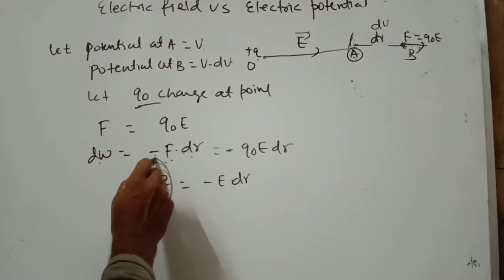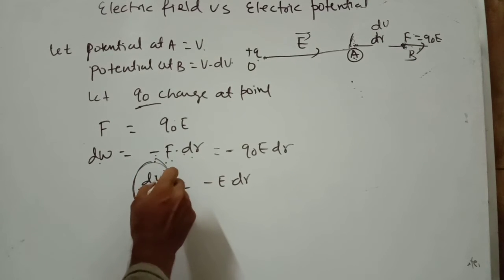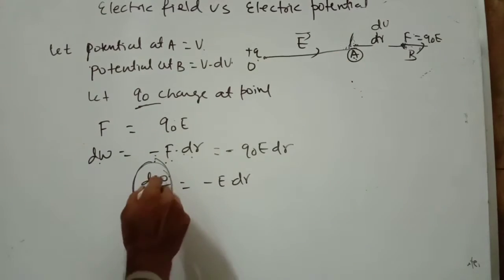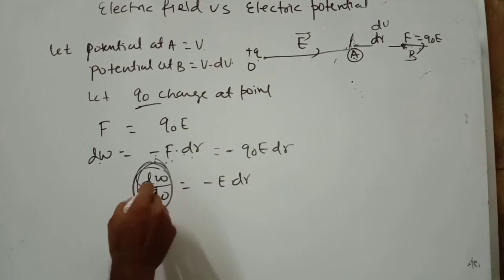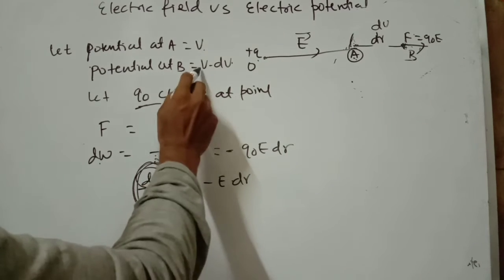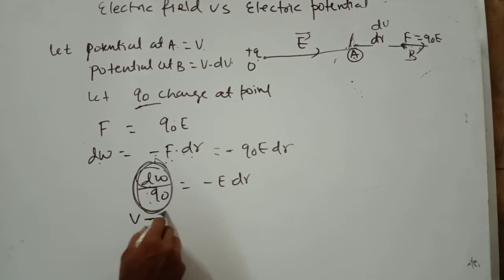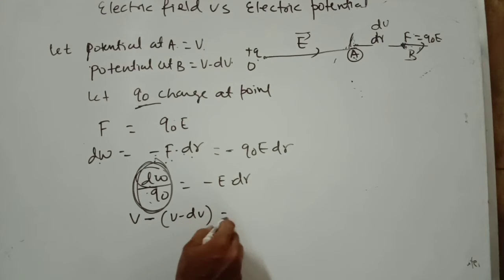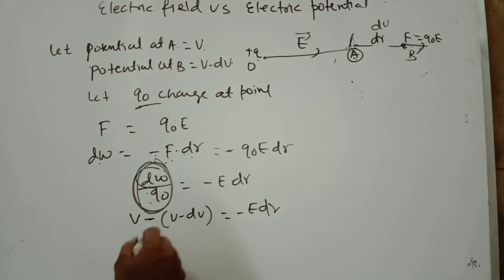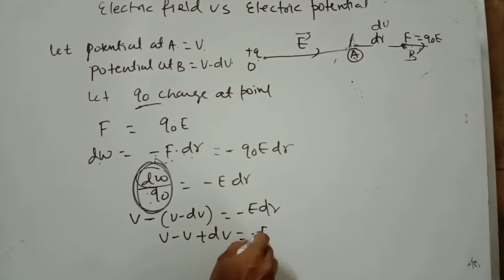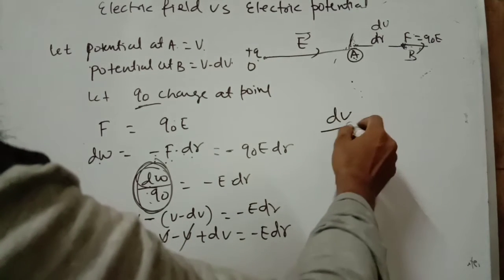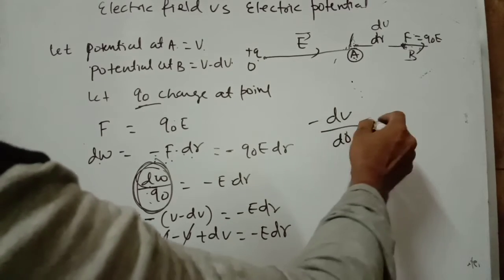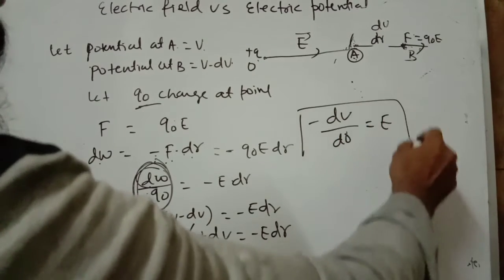This is the potential difference between B and A, because this is the work done in bringing a charge from B to A. So this whole term is the potential between A and B, which gives the potential difference. Whatever the potential at A is, at B it is V minus dV, so it will be minus E dr. After that you can write V minus (V plus dV) equals minus E into dr. After the V terms cancel, dV by dr equals minus E.